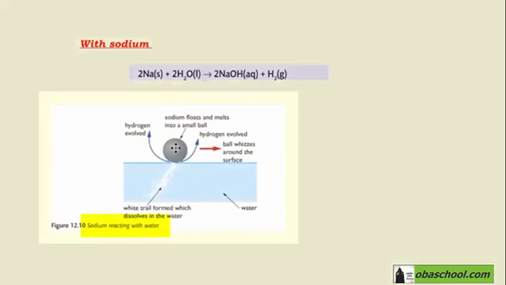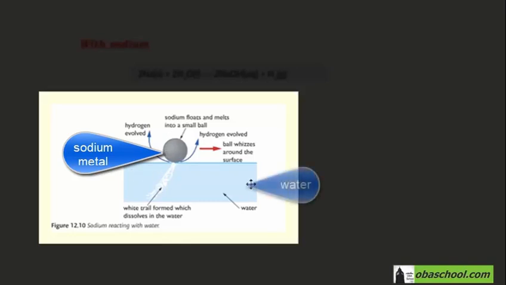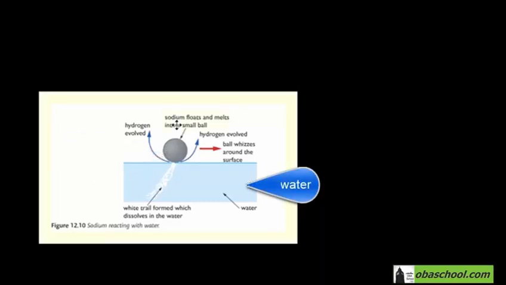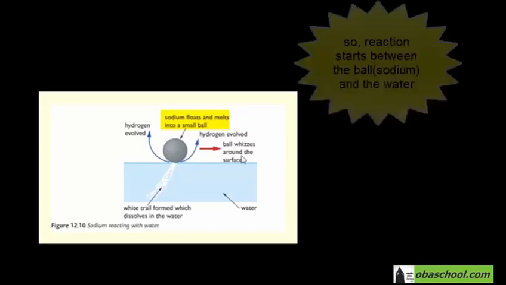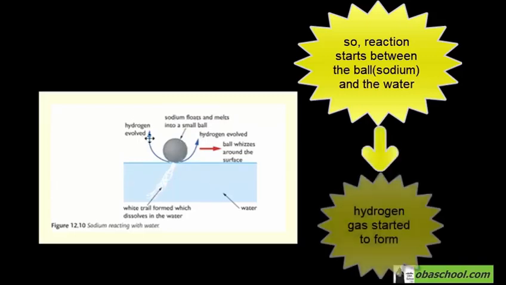This figure shows how sodium reacts with the water. This is the sodium metal and the water. Sodium floats and melts into a small ball. Sodium floats at the surface of the water and melts into a small ball. So the reaction starts between this small ball that's made from sodium and the water. And as you can see, hydrogen gas starts to form from this reaction.